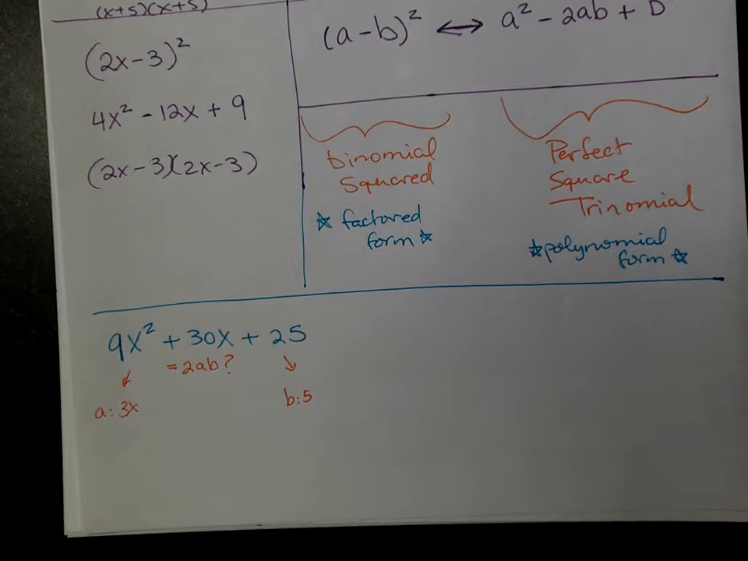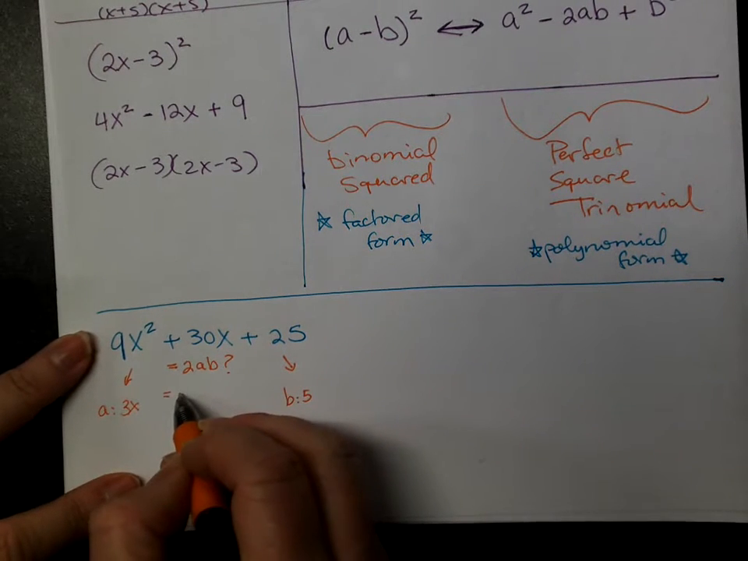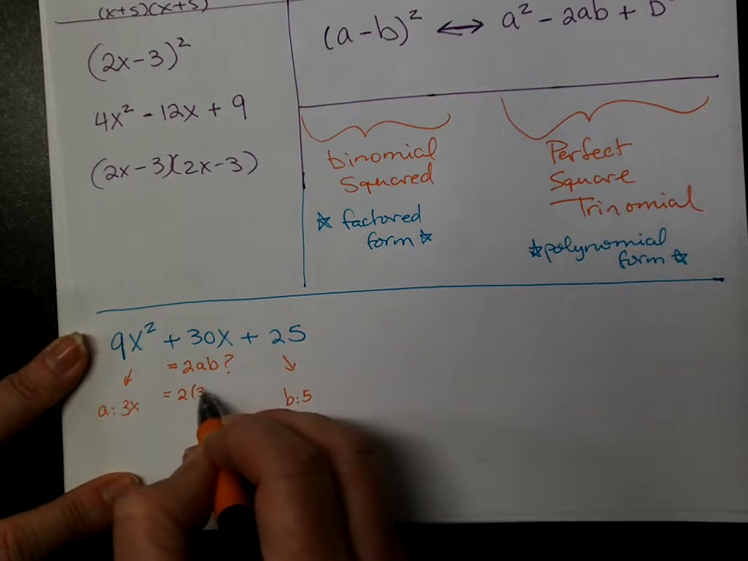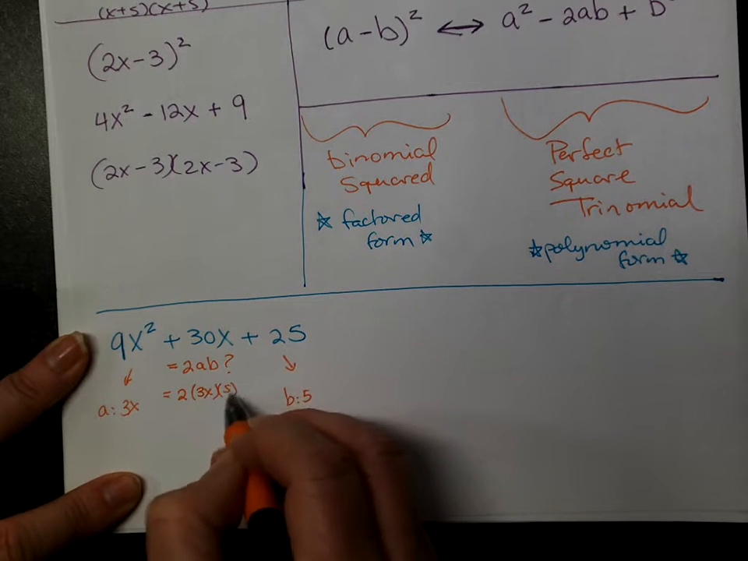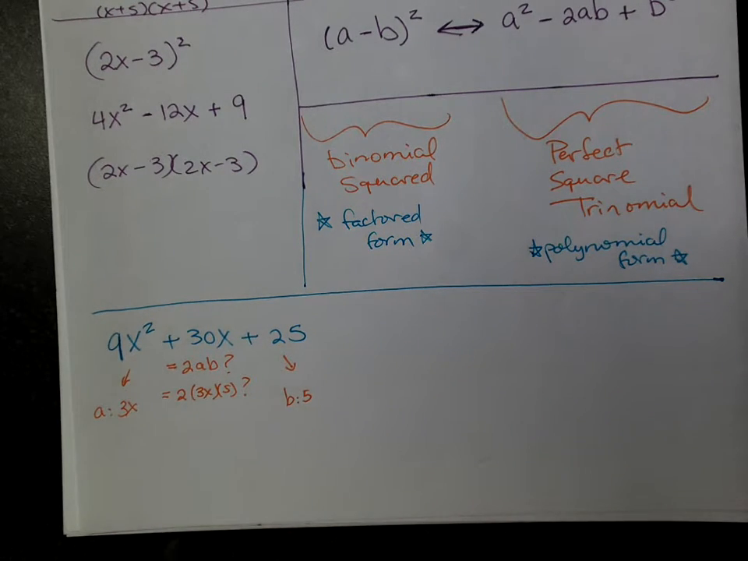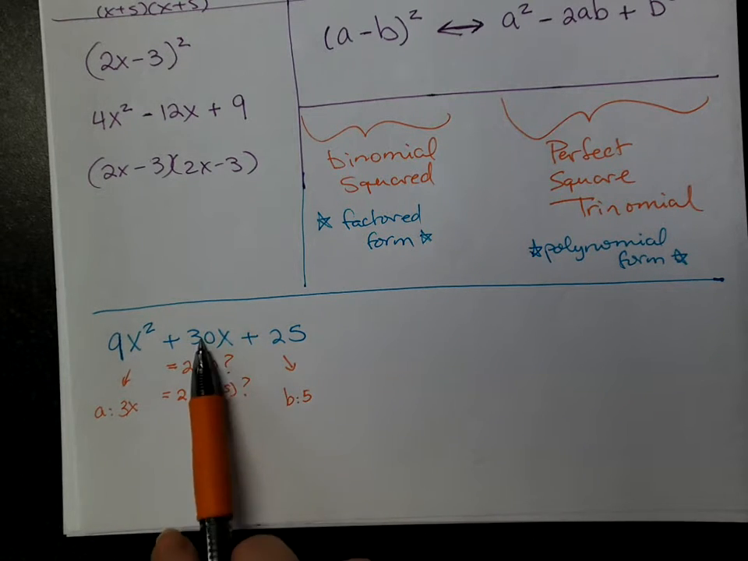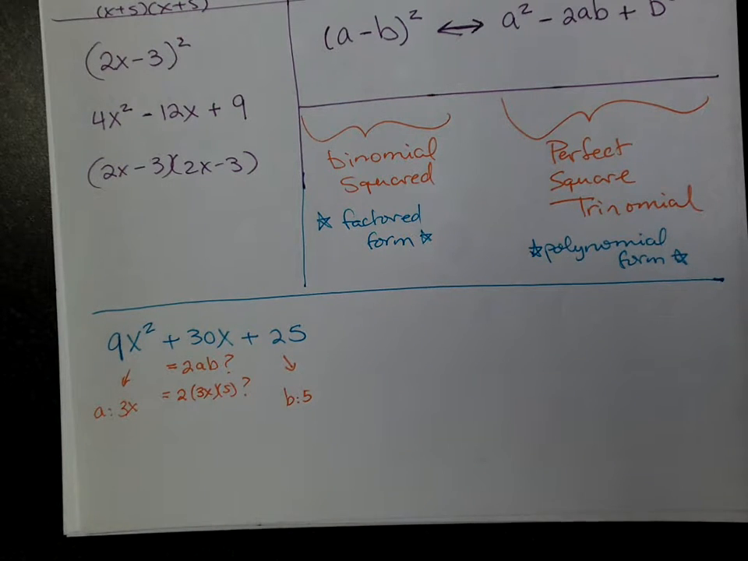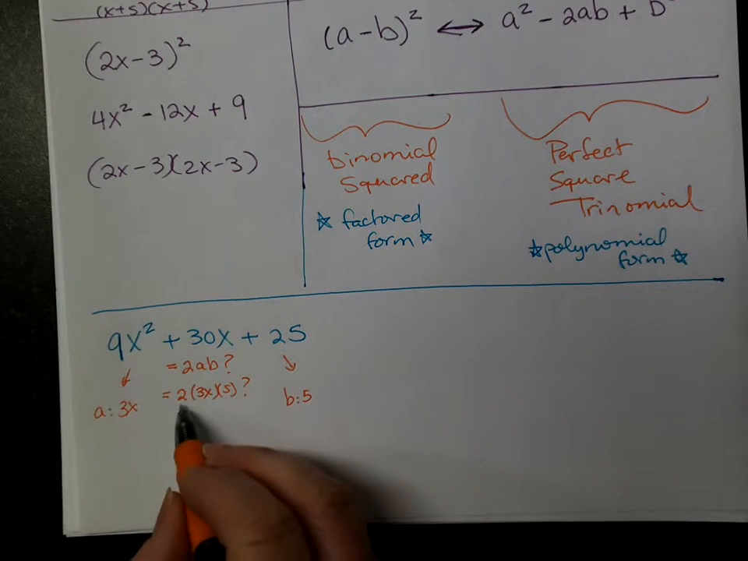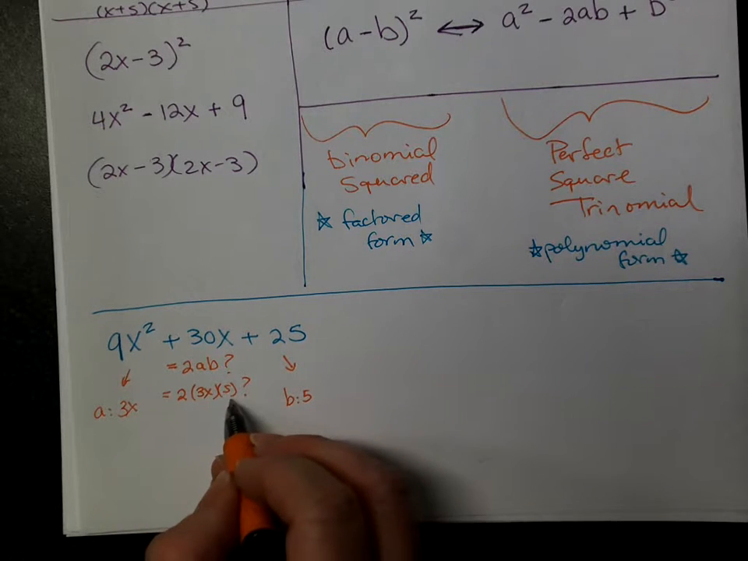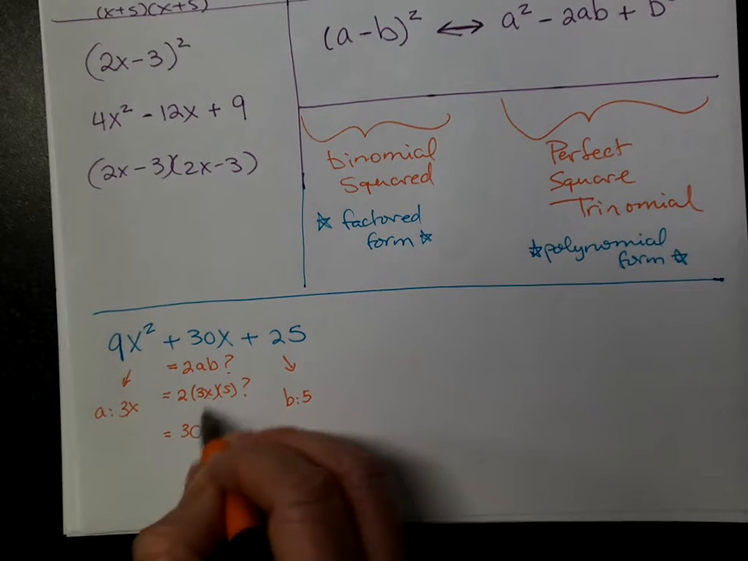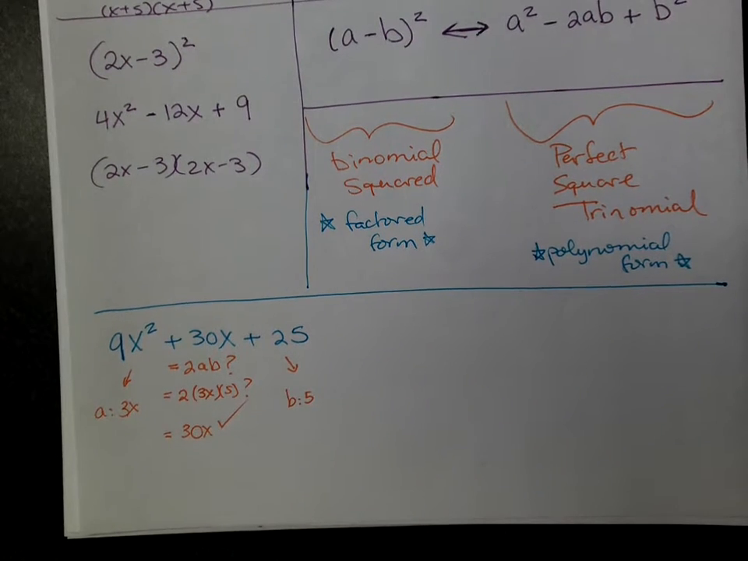I put a question mark because I don't know. I have to test it. This is where the work is. Test it, and if it is a perfect square, then you're done. Okay? So you're asking, is this equal to 2, as in doubled, A, which is 3x, B, which is 5? Question mark. Okay? So if this middle term is equal to A times B doubled, if this is equal to 30x, then check, you have a perfect square trinomial. 2 times 3 times 5 x. Check. Okay? So this is a perfect square trinomial, so your work is done.